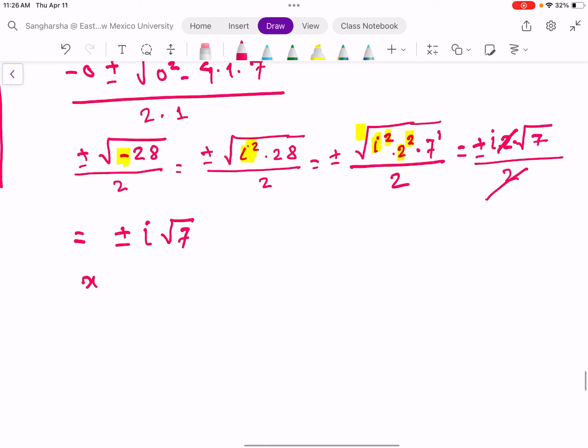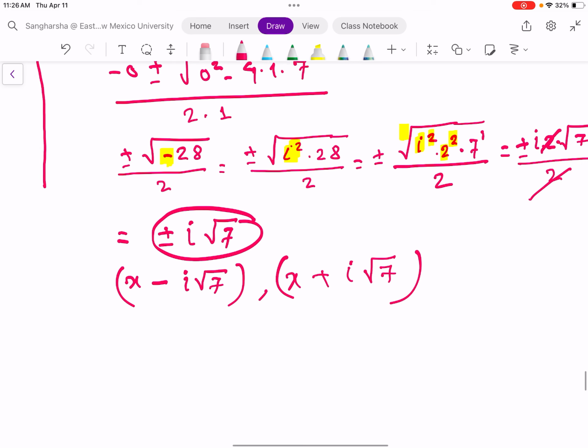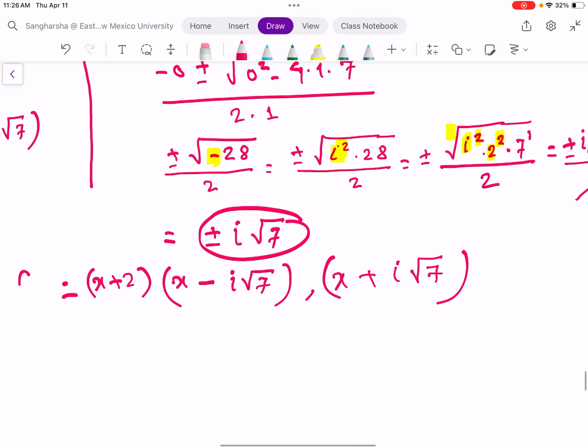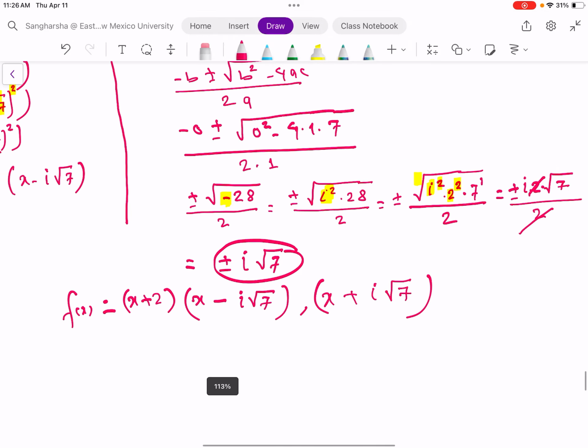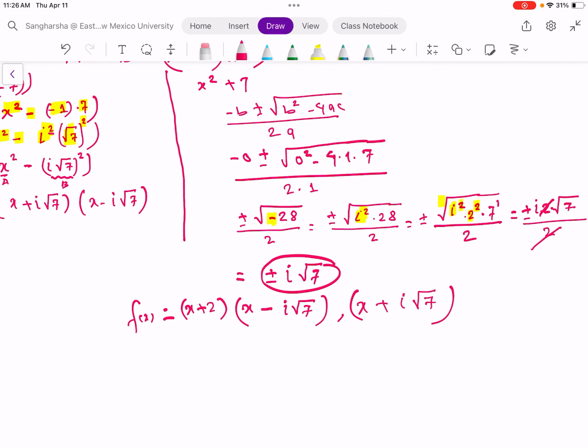So these are the zeros. x minus i root 7, where you take the negative, and x plus i root 7, where you take the positive, and you get the two factors. And we already know the last factor is x plus 2. So these are the factors for the function f of x. You can use the quadratic formula or you can just factorize in any way.